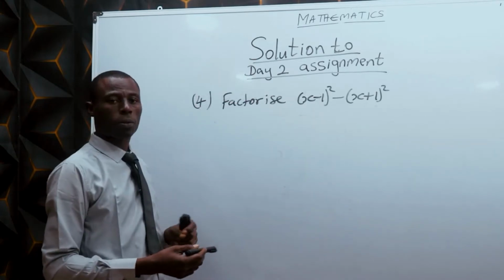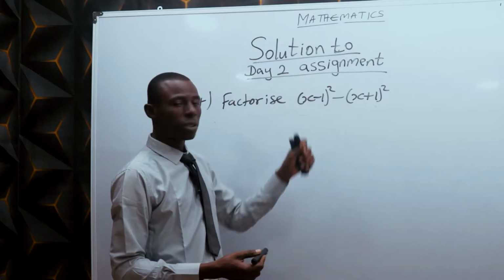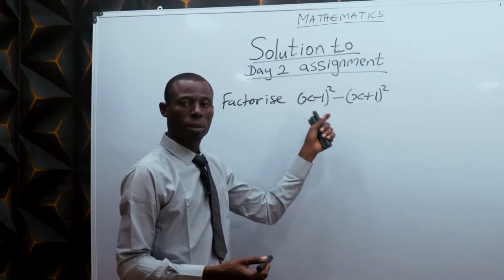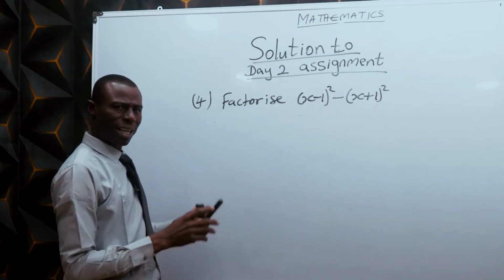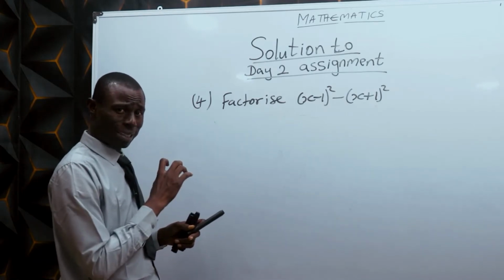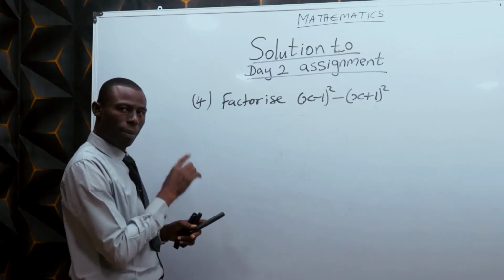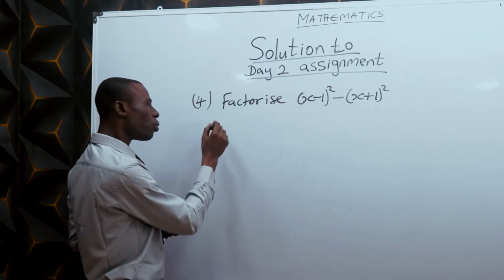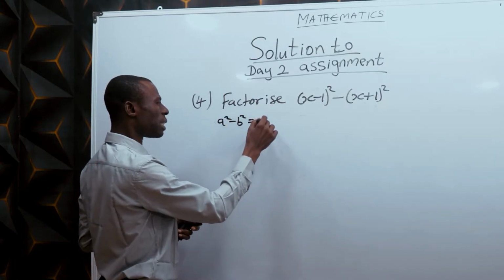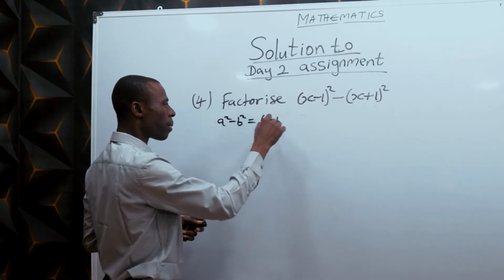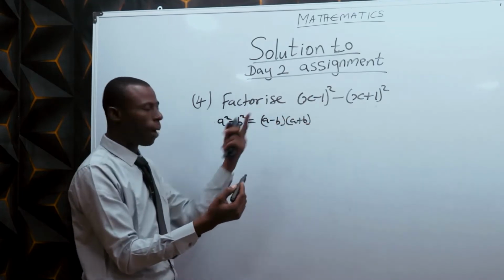Question 4. Factorize (x minus 1) all squared minus (x plus 1) all squared. How do we do this? It's as simple as the others. You only need to be methodical about it. Follow. You remember that when we have a squared minus b squared, the result is (a minus b) into (a plus b). The same thing applies here.